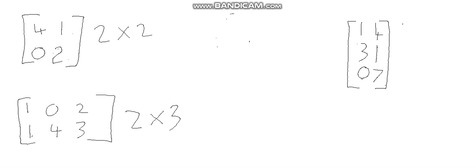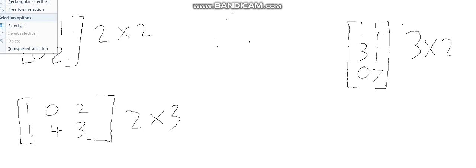The third one over here, 1 4 3 1 0 7, has three rows but two columns. Therefore, we call it a 3 by 2 matrix. Simple. That's how you define a matrix. Let's go to operating on matrices for a moment.